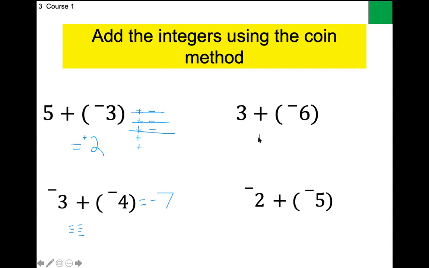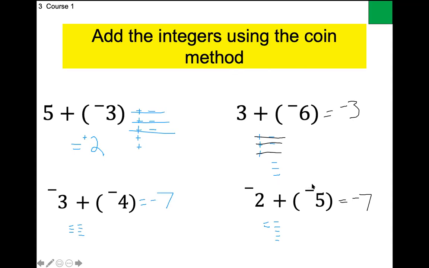Top right. Let's see. I got 3 positive, 1, 2, 3. I got 6 negatives, 1, 2, 3, 4, 5, 6. Let's see what cancels here. That cancels, that cancels, that cancels. And we're left with 3 negatives, so -3. The last one, let's see. We have 2 negatives and then 5 negatives. 1, 2, 3, 4, 5. There's nothing but negatives. We count them up. It looks like we have 7. So we wound up with 7 negative coins, and there you go.